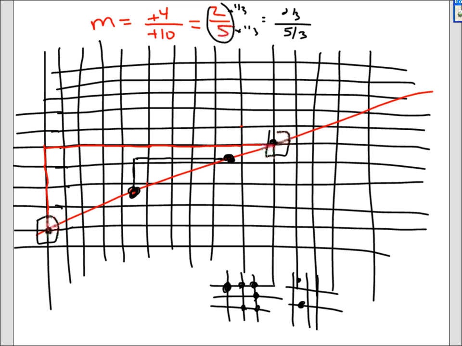Okay. On that note, that finishes the section on slopes. Good luck with it.